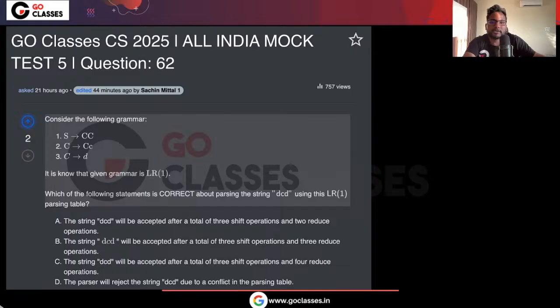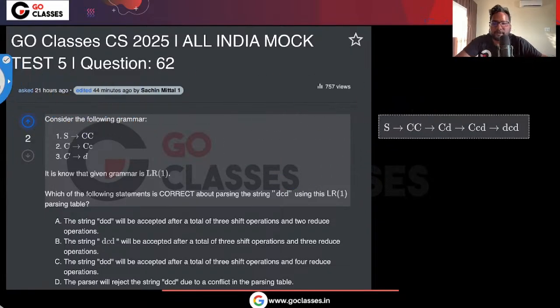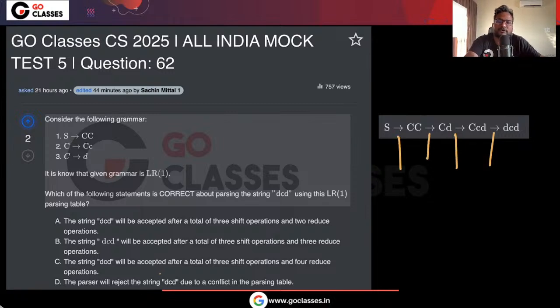Okay. So for example, if you just have the RMD, because bottom up parser works in the RMD way. Okay, and it is already given that grammar is LR1. So how many reductions are needed? Shift obviously with 3. Okay, these are the 3 shifts. And how many reductions? 1, 2, 3, and 4. So 4 reductions and 3 shifts. So what is the correct answer? 3 shifts and 4 reductions, right? C is the correct answer. Okay.